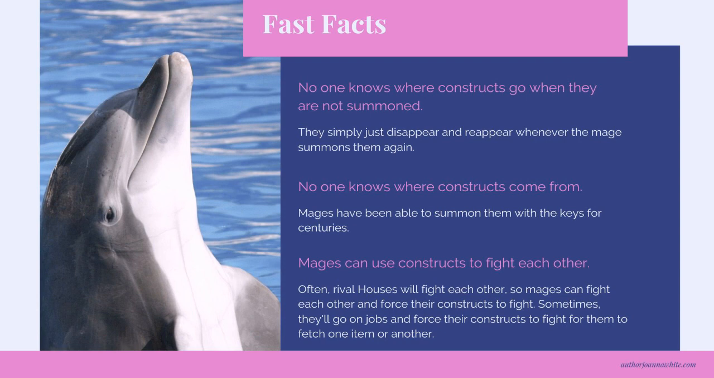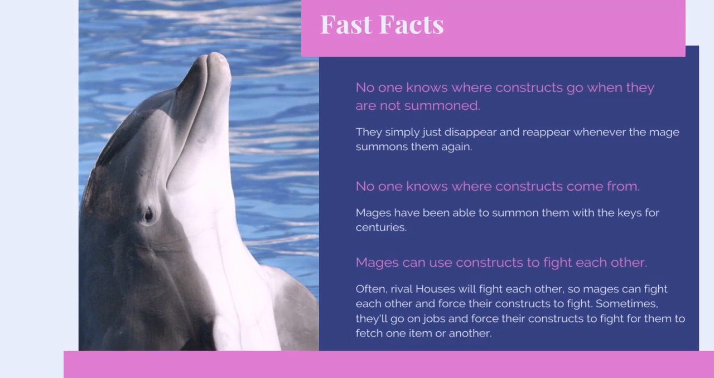Mages can use constructs to fight each other. Many times rival houses or enemy houses will fight each other, and the mages can fight by summoning constructs and making those constructs fight each other. Sometimes mages will go on jobs, and to complete that job, they'll make their constructs fight for them or fetch them one item or another.